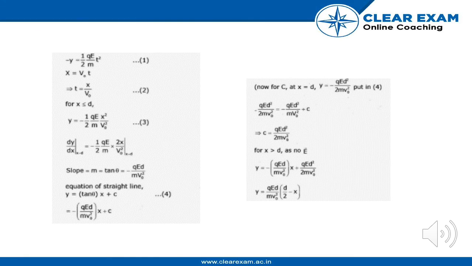For x greater than d, as there is no E, y is equal to minus qEd upon m v naught square x plus qEd square upon 2 m v naught square. So we have the value of y is equal to qEd upon m v naught square into (d/2 minus x). This is our answer.